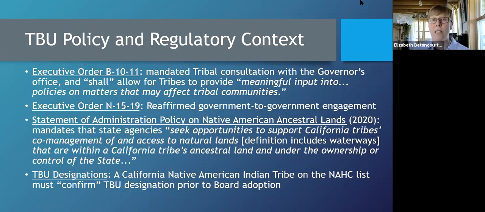And I wanted to point out too that the definition of natural lands includes waterways. And then finally, the TBU designations process requires a California Native American Indian tribe to confirm a tribal beneficial use designation prior to board adoption. That means we will not be designating tribal beneficial uses without a tribe actually acknowledging, confirming that cultural or tribal subsistence fishing designation exists. Those uses have to exist by tribes for us to make that designation.